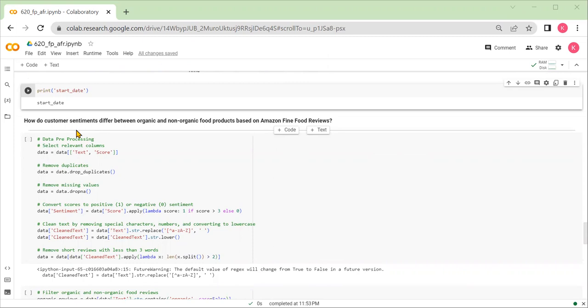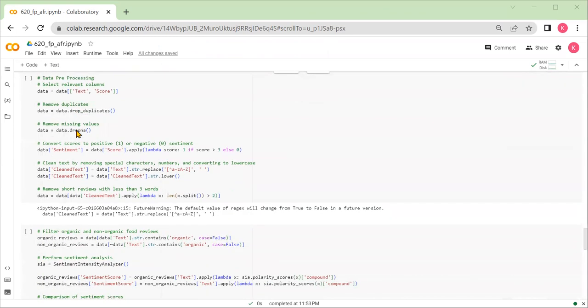Firstly, we did some data pre-processing. We selected just the relevant columns, like text and score, then we removed duplicate values, then we removed missing values. Here, basically, we created a new column named sentiment based on review scores. It uses a lambda function to assign a value of 1 to scores greater than 3, indicating a positive sentiment, and a value of 0 to scores less than or equal to 3, indicating a negative sentiment.